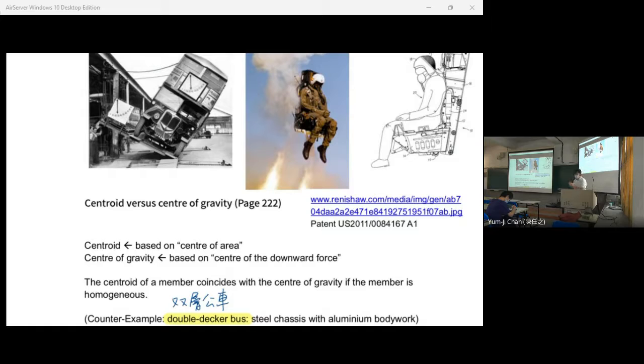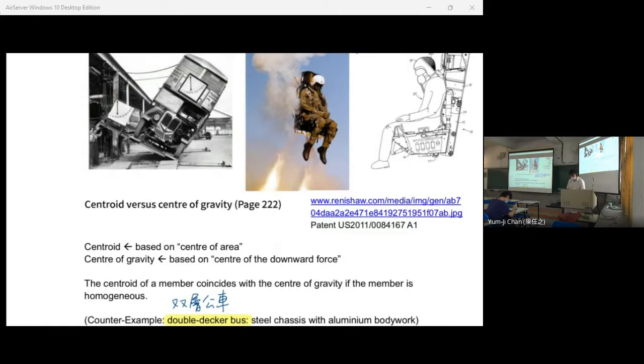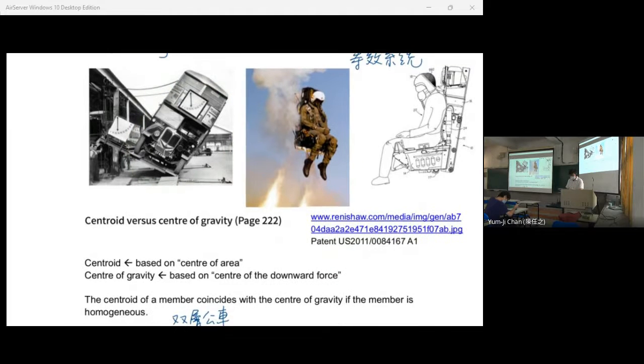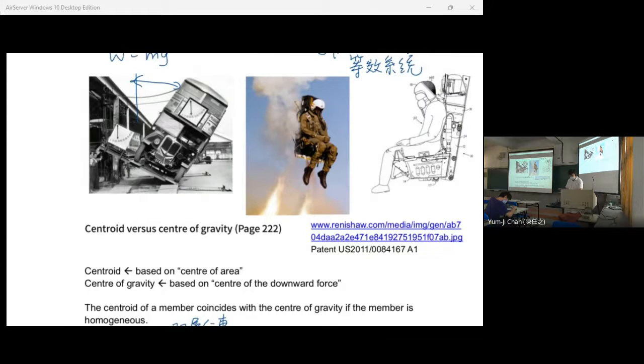In the UK or Hong Kong or Singapore, there are many double decker buses, and we want to ensure that, as the law says, it has to remain stable at 28 degrees, and that it still remains stable.